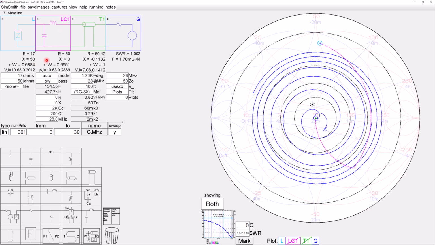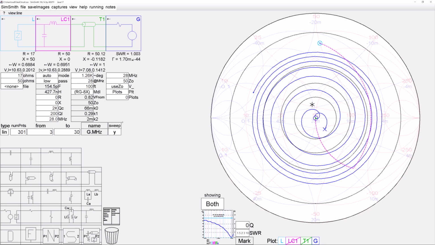But if I move the tuner over to the antenna side of the coax, the antenna end, for that same 100 feet, I'm back up to almost 70% power, down to just over 30% power loss instead of over 50% power loss. So it can make a huge difference.